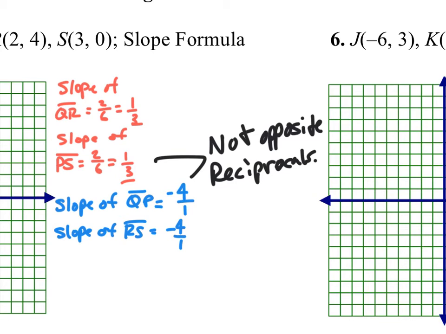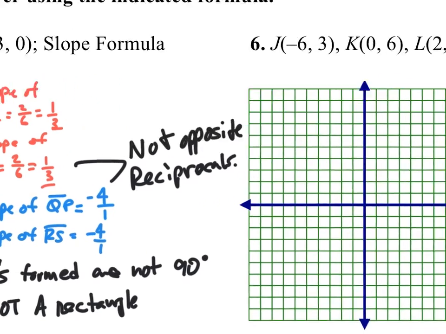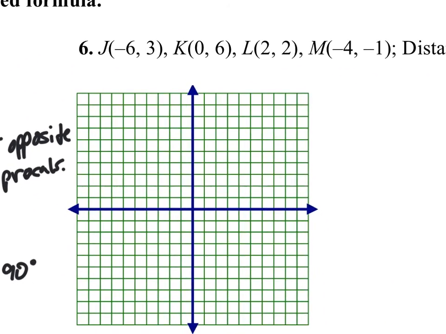okay? So the angles formed are not 90 degrees. If they were 90 degrees, then these would be opposite reciprocal slopes. So this is not a rectangle. All right, let's go ahead and take a look at number 6, and then we'll stop with that.